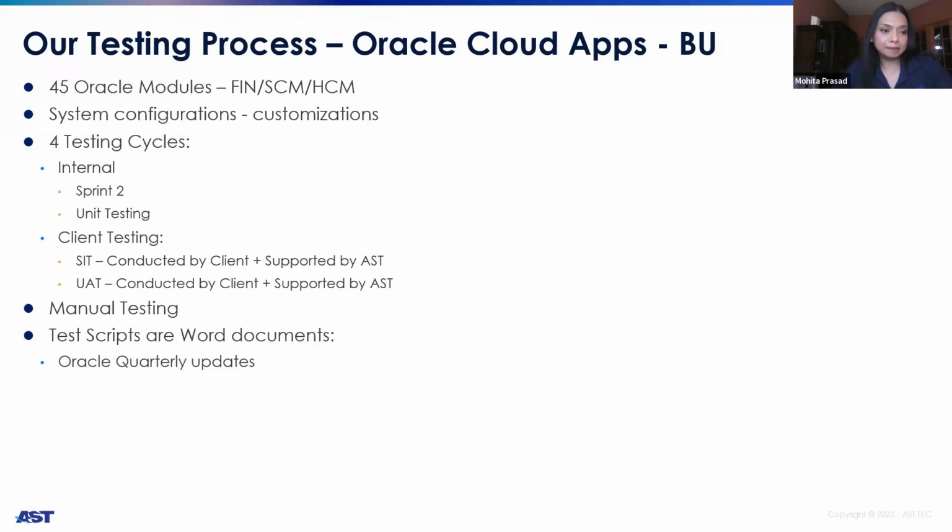Okay. And then we do manual testing. We do not do automated testing in this part of the Testing Center of Excellence, the part that we manage. All of that testing is manual testing. And our test scripts are Word documents. If you're familiar with Oracle, you would know that Oracle has quarterly updates, which means every quarter there are updates that need to be made in those test scripts that we have in our Word documents. Okay, so that was a little bit about setting the stage on what we are going to talk about.